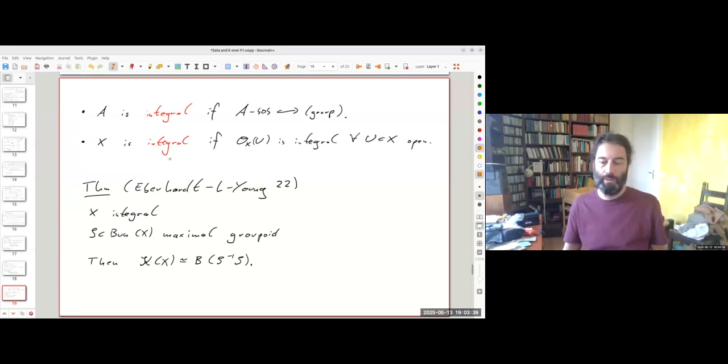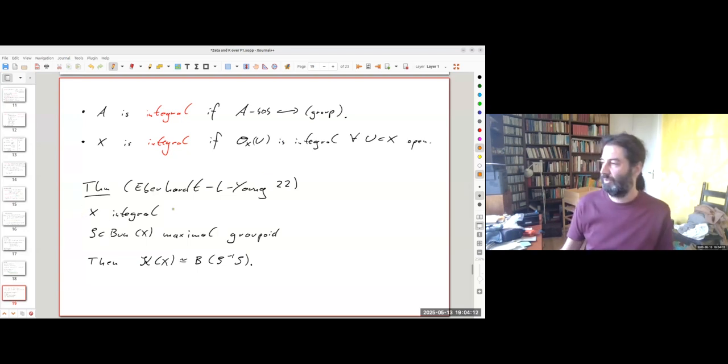Well, A is integral if it's something like an integral domain. And the right way to say this, well, classically an integral domain is a subring of a field. An integral monoid is a submonoid of a group. Well, we have to exclude the zero. But the non-zero elements form a submonoid and it embeds into a group. And then a monoid scheme is integral if and only if all coordinate algebras of local sections are integral.